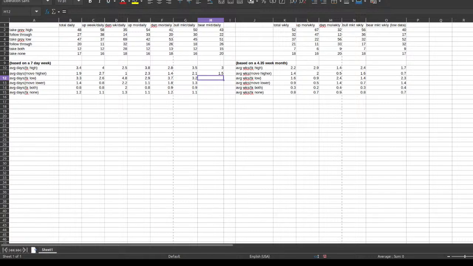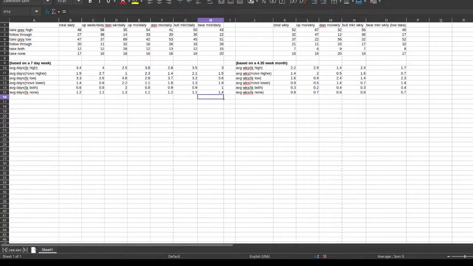3.6. 0.26 times 7, 1.8, and 0.15 times 7 is 1.05, 0.2 times 7 is 1.4.